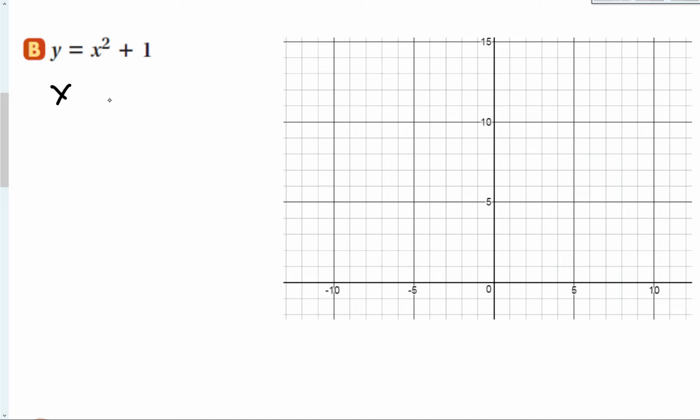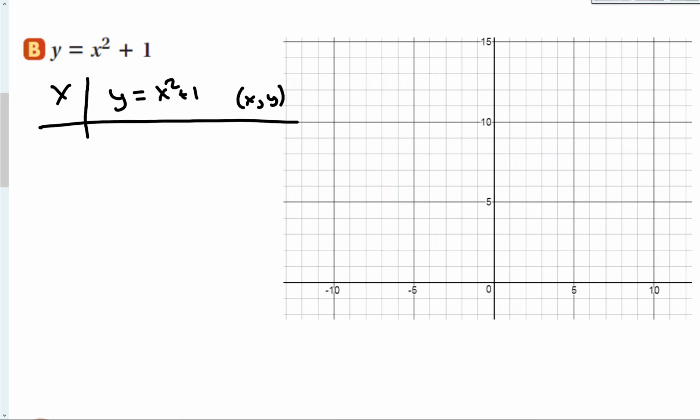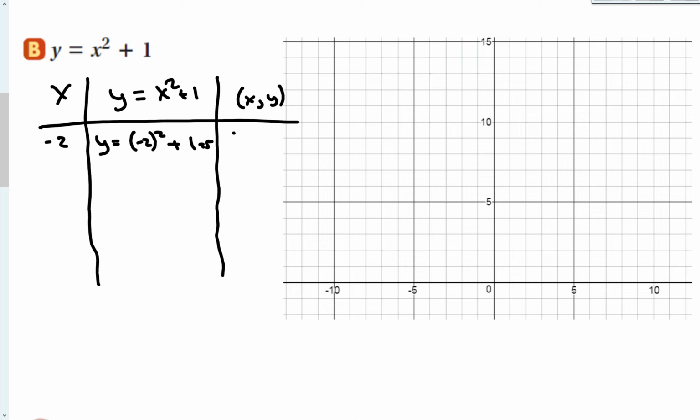So again, we're going to take an input. We're going to say that y is going to be equal to x squared plus 1, and then I'm going to have my output ordered pair. Okay? And if you just want to make a table with x and y, that's okay too. I want to show you all the steps here. So my input, let's start with -2. So y is going to be equal to -2 squared plus 1. -2 squared, careful with this, -2 times -2 is positive 4. So the answer here would be 5. So this is -2, 5.